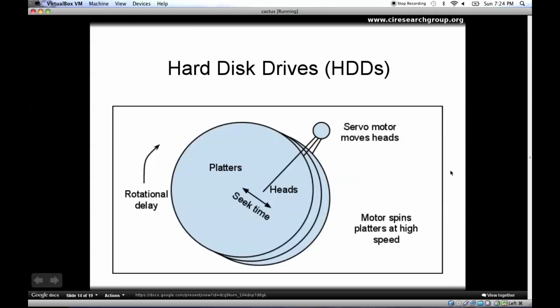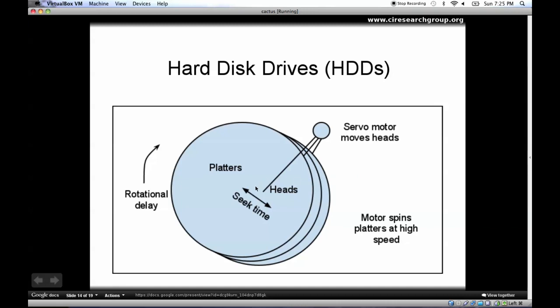Here's a diagram of a hard disk, and here we can see the platters, which are stacked on top of each other and spun around by a motor. The motor spins this around at high speeds. The head moves back and forth. Now there's typically one head per side of each platter, so the heads are actually stacked up, and a servo motor moves the heads back and forth.